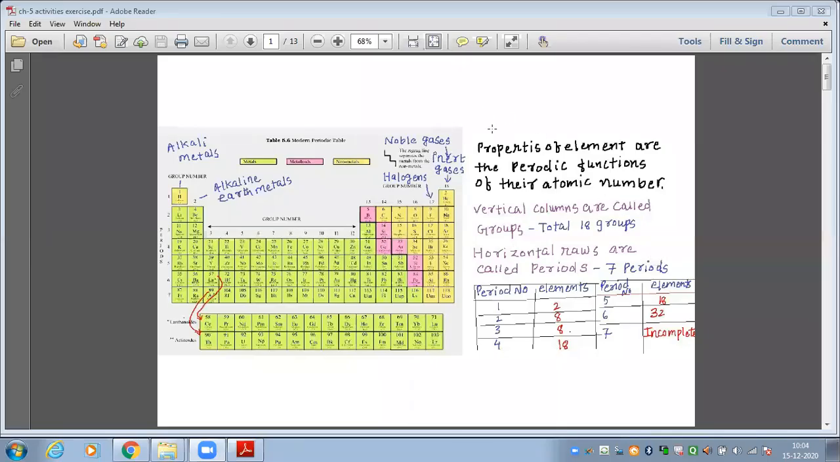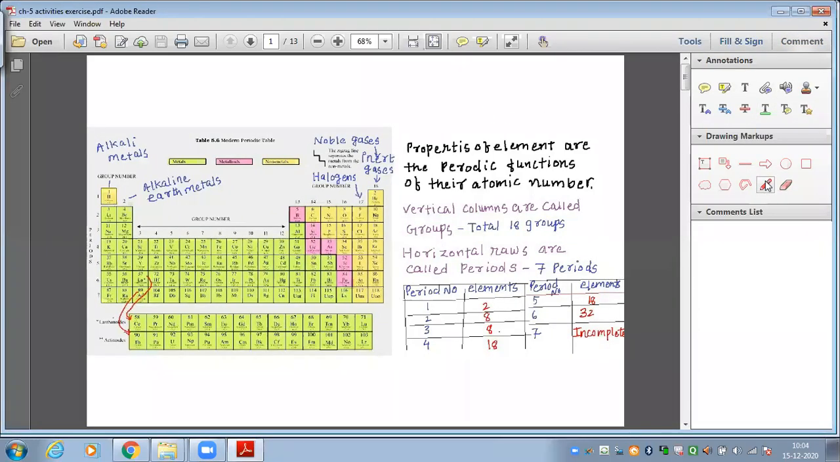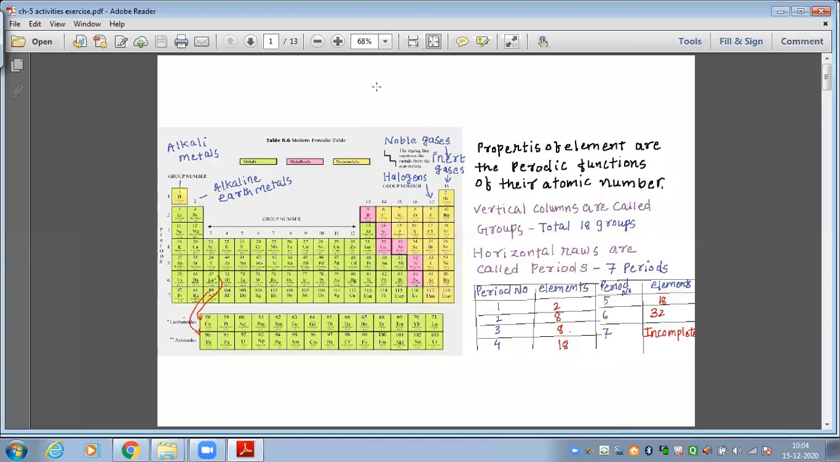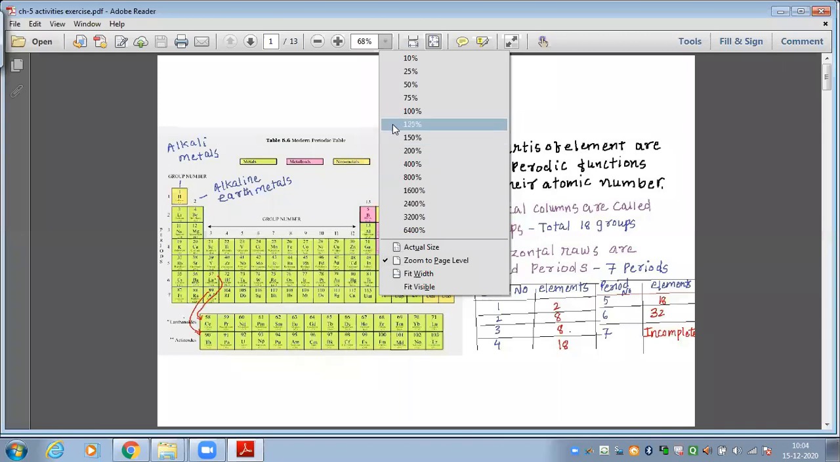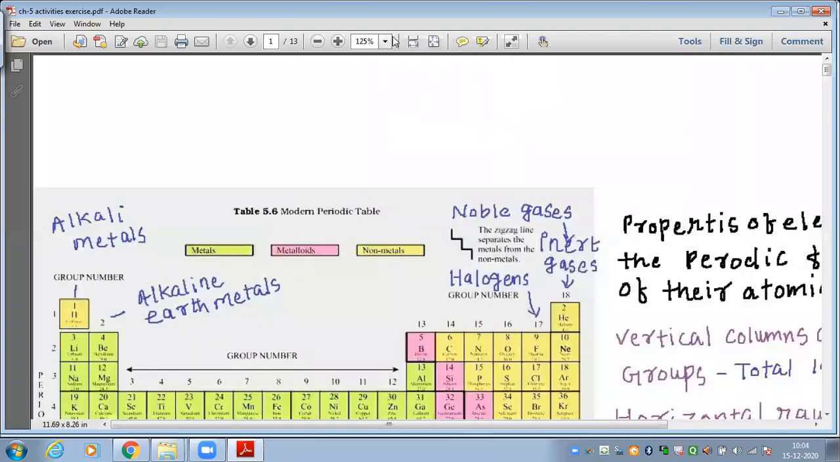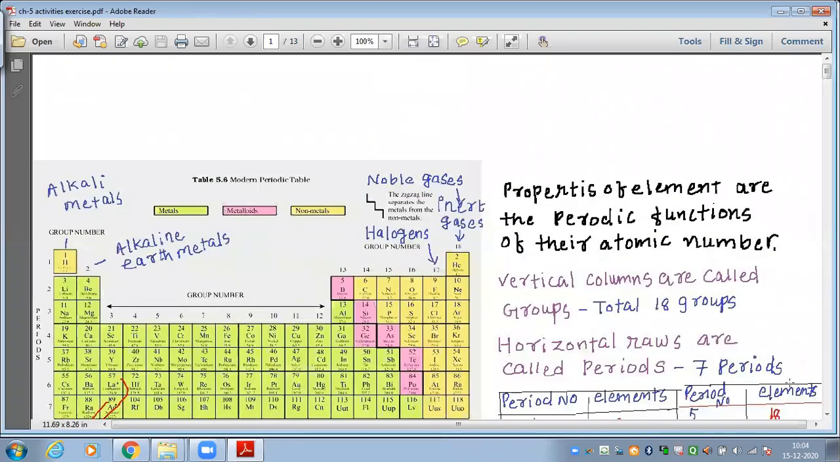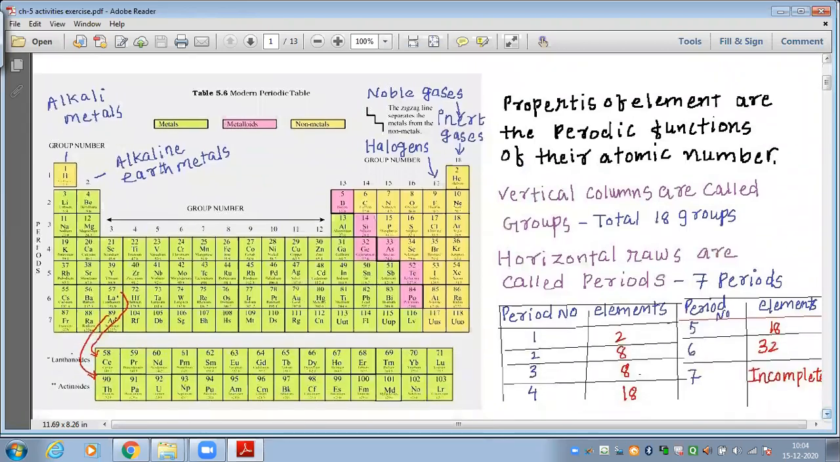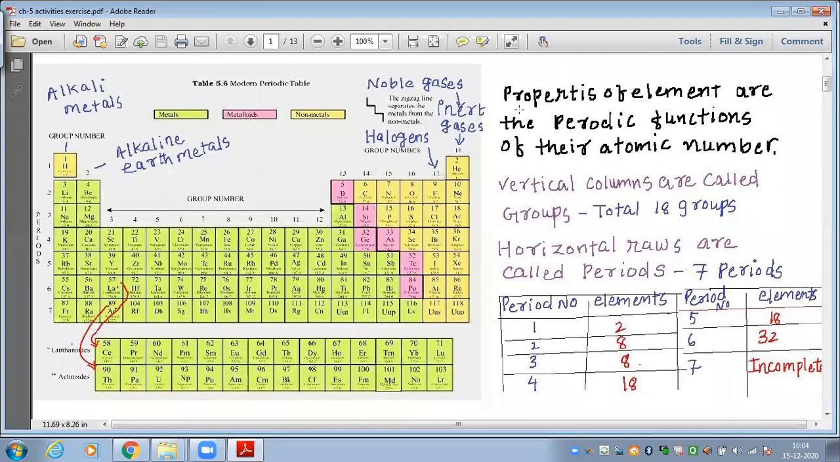In the last period, my dear students, we have studied the modern periodic table. Let us do a small revision. You can see on your screen that the modern periodic law says that properties of elements are a periodic function of their atomic numbers. We have vertical columns, which are called groups, and horizontal rows, which are called periods. We have a total of 18 groups.